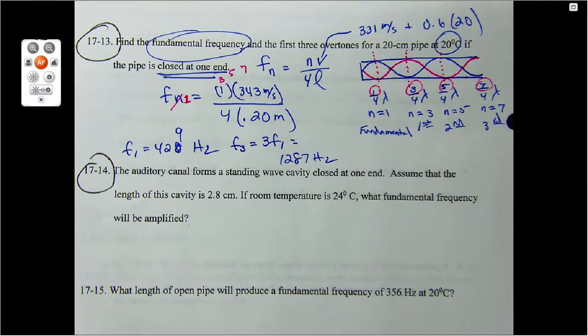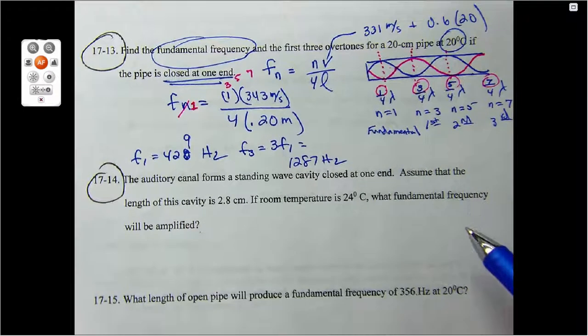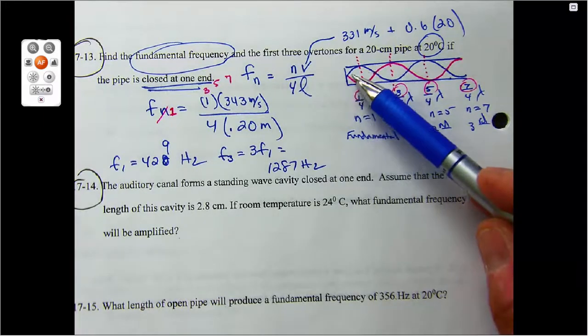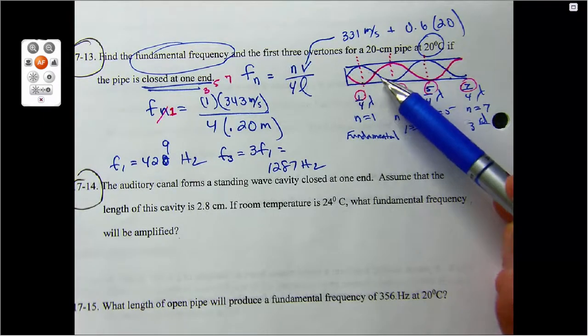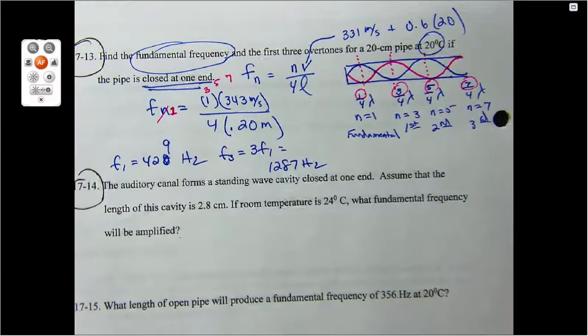Well, I couldn't ask for a better question to review closed pipe resonance. That's a pretty good review. 1/4 of a wavelength, 3/4. The distance between these is half a wavelength, right? So what else do we have?